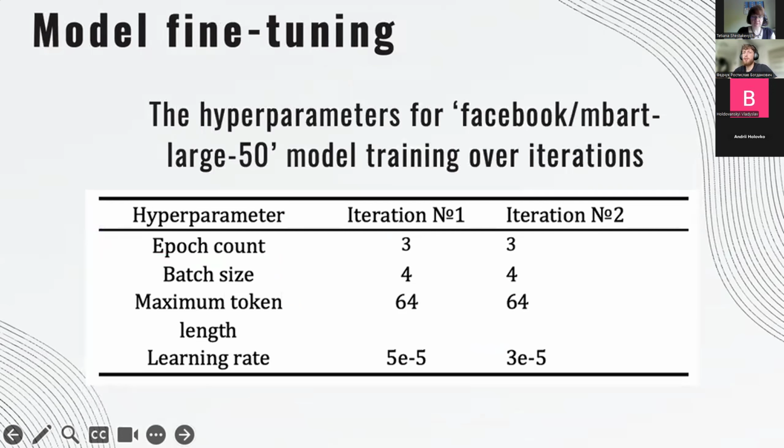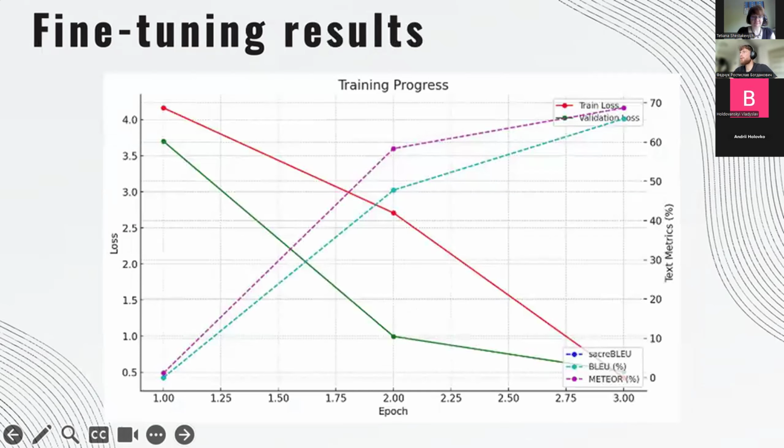Speaking about fine-tuning, the mBART large 50 from Facebook was chosen for the task of automatic error correction. And here you can see the hyperparameters that were used. There were two iterations. First, three epochs, batch size 4, maximum tokens 64, and a learning rate. The second iteration was actually the same, but with a lower learning rate. And you can see the diagram of how it went. Of course, it would be better to have more epochs and to increase all the hyperparameters, but there is a limitation of local resources. So we have what we have.